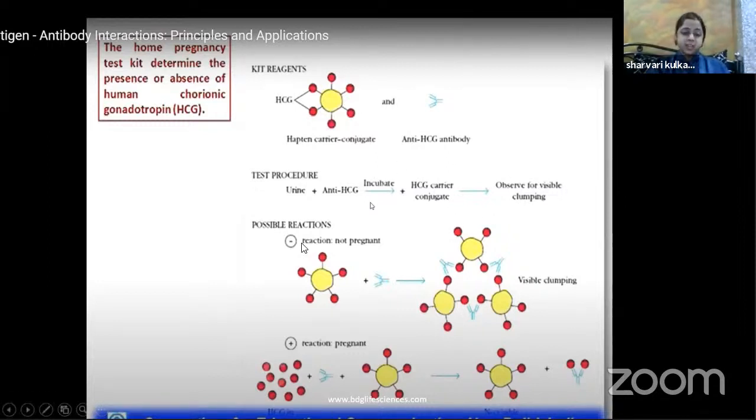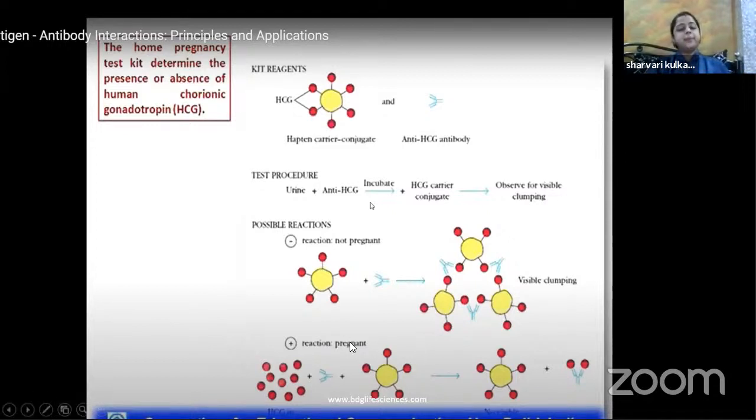What are the possible reactions? The reaction when not pregnant will be this HCG carrier conjugate plus antibody, and it will react if the female is not pregnant. Then her urine will not have the presence of the hormone. So there will be visible clumping, and clumping will give a sign of result on the test strip.